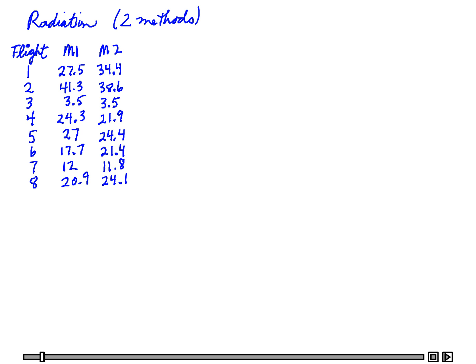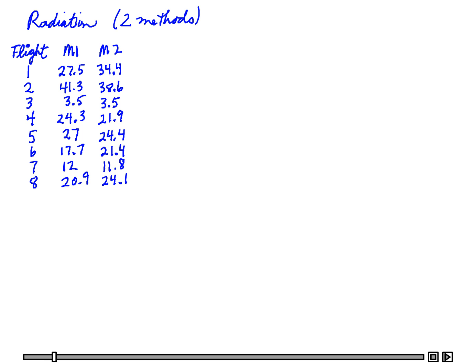So we have collected data on 8 international flights, and we are testing essentially 2 populations. Population 1 is using method 1 for radiation exposure, and population 2 is using method 2. And we're trying to find if there's a difference in those measured values between the 2 methods.